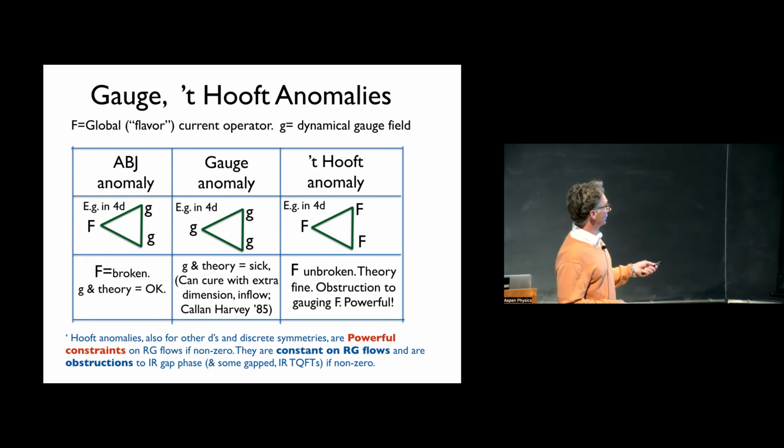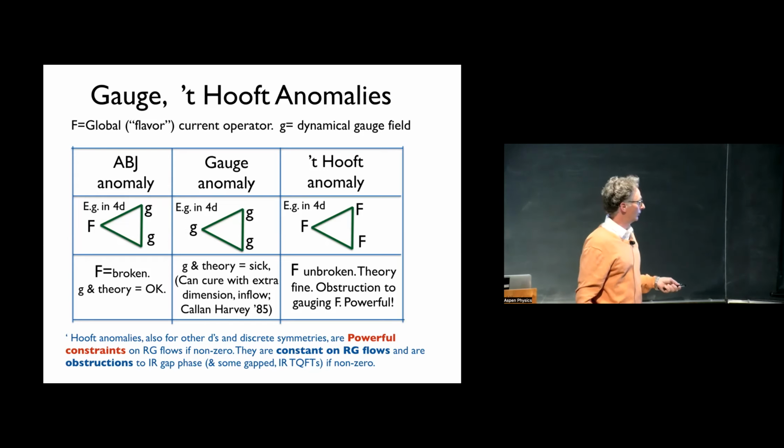So the interpretation for the ABJ anomaly that I just mentioned is that the global symmetry F is broken, but the theory is fine. In this case, if this thing turns out to be non-zero, then the theory is sick. And actually, one way that you can cure this is to have an extra dimension, the inflow into an extra dimension. This was pointed out by Callan and Harvey in 85.